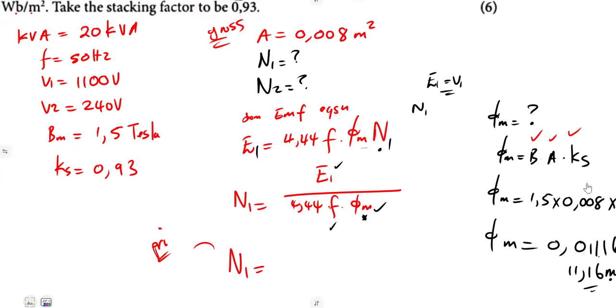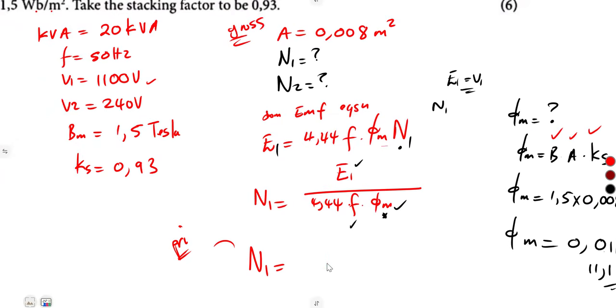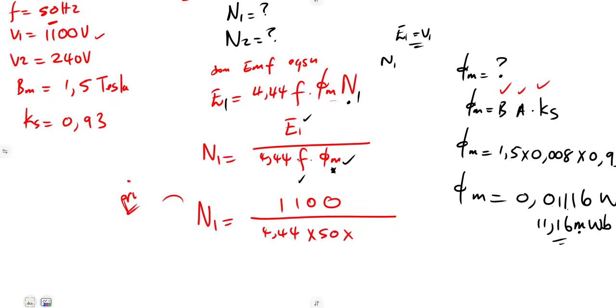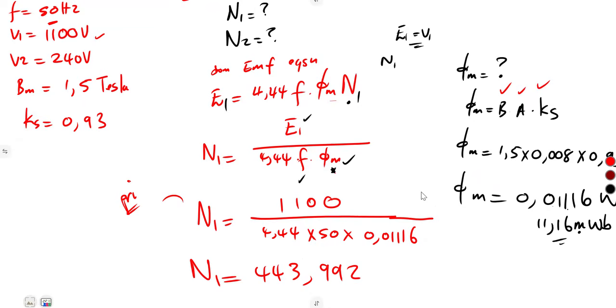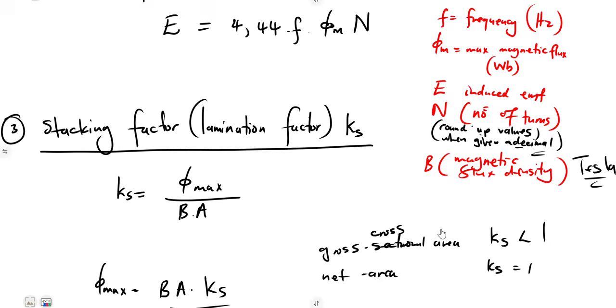We can substitute our V1, 1100 over 4.44 times the frequency, 50 hertz, times the maximum flux, which we just calculated, 0.01116. That is going to give us N1, and for this number of turns, it was going to be 443.992.